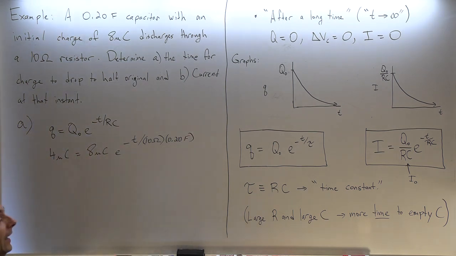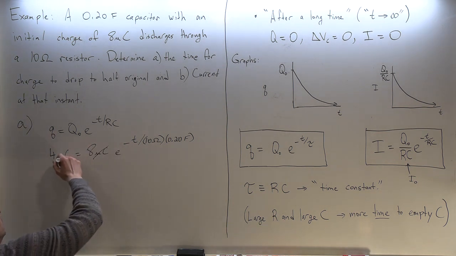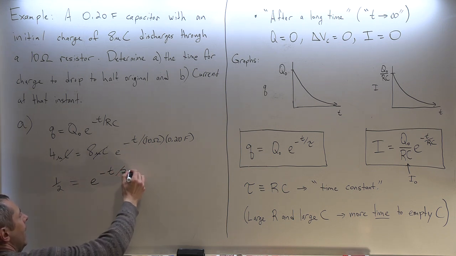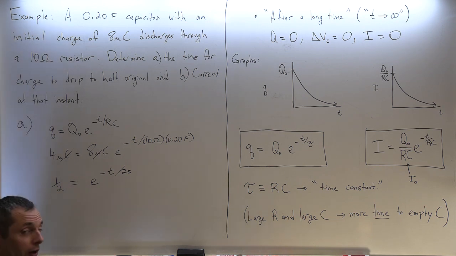Okay, so yes, you can plug in charges in terms of microcoulombs. You don't have to convert, because look what happens. The microcoulombs cancel, and if you put in 10 to the minus 6 here to replace the micro, that will cancel also. You divide both sides by 8, and that gives you 1/2 or 0.5, whatever you'd like, is e to the minus t, and then 10 times 0.2 is 2, and the units of that, seconds. Yes, an ohm times the farad is really a second. There's a way to prove that. We don't want to get into that.